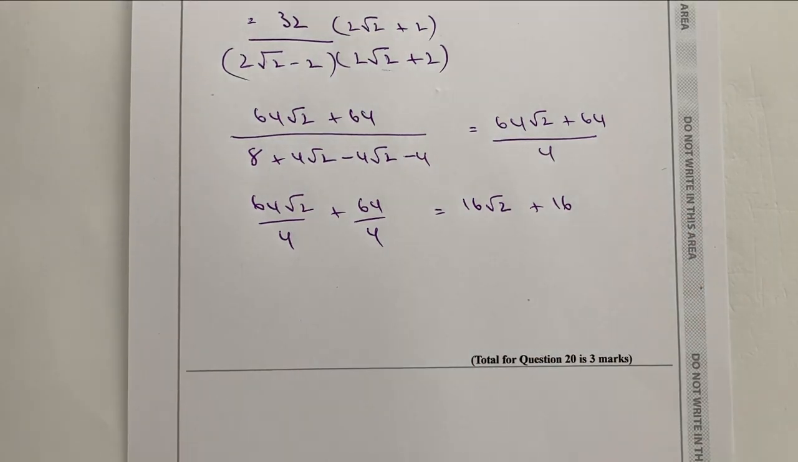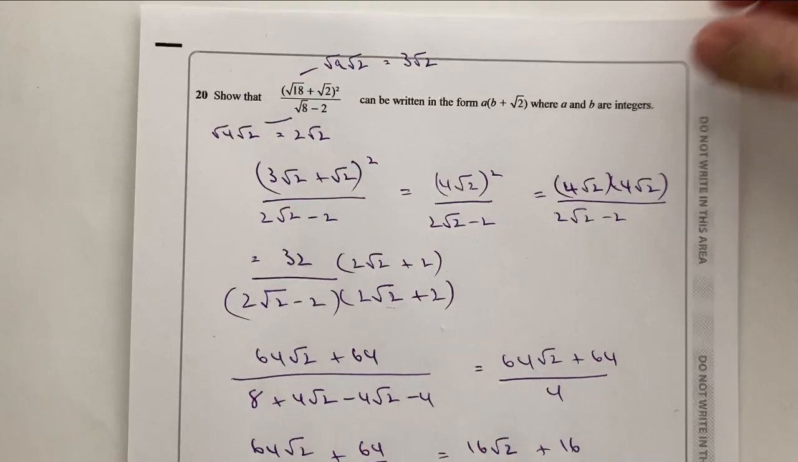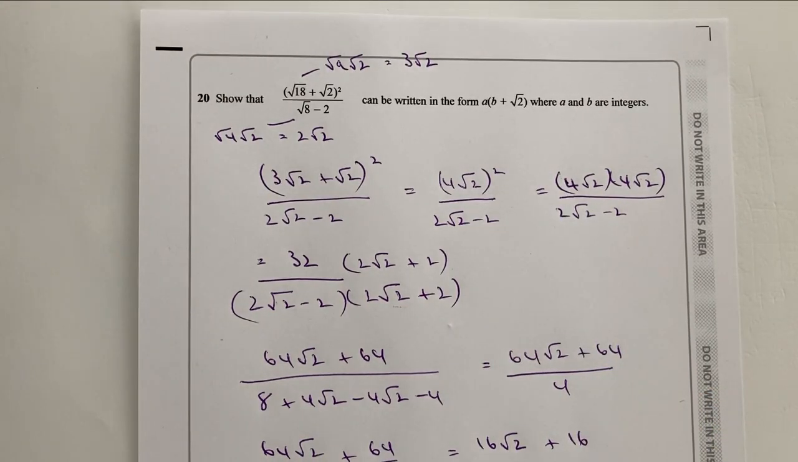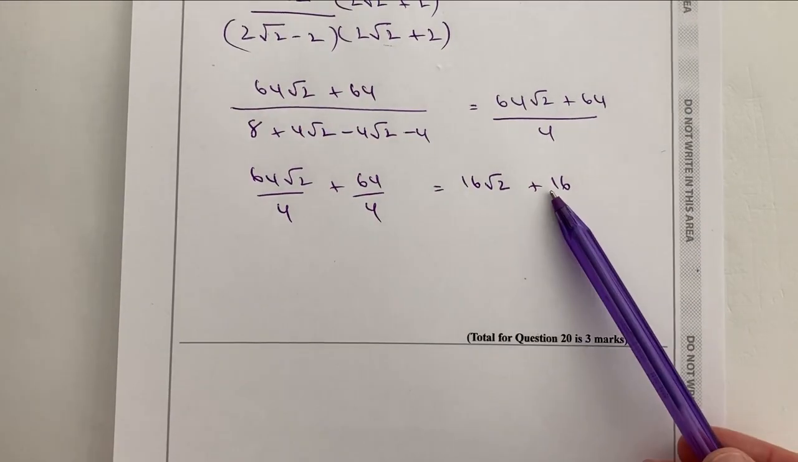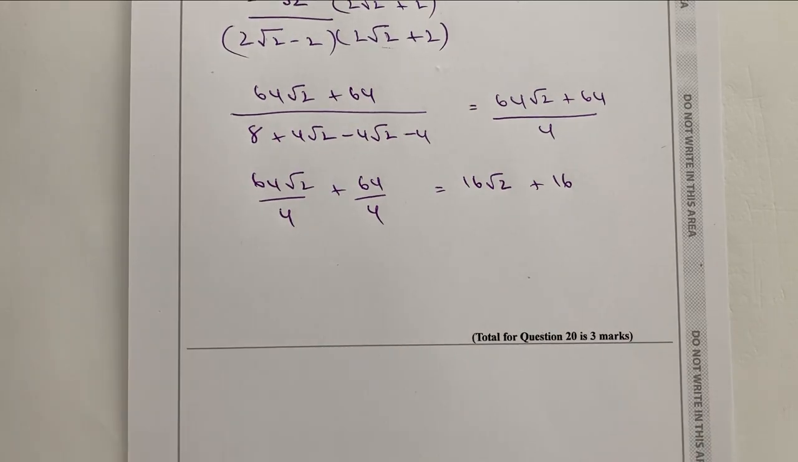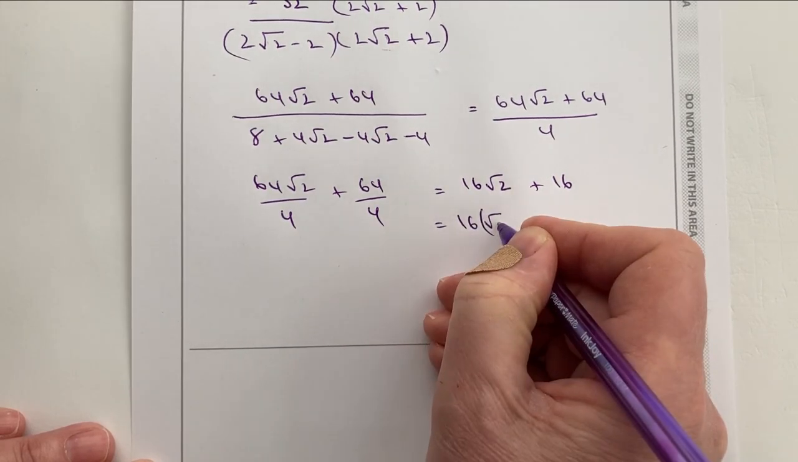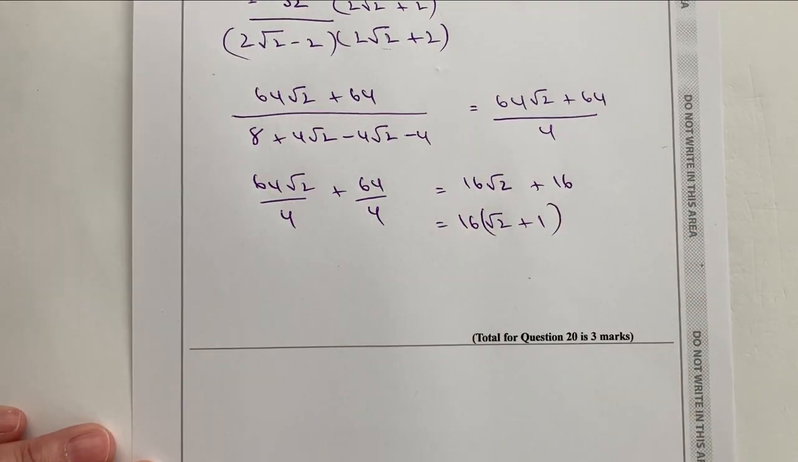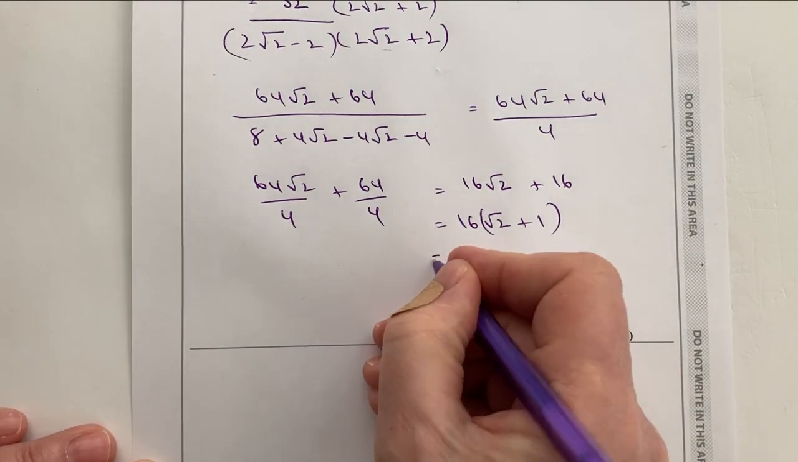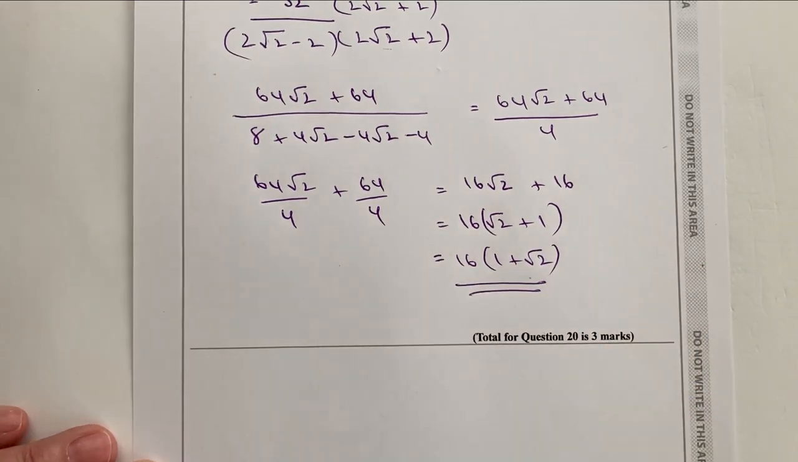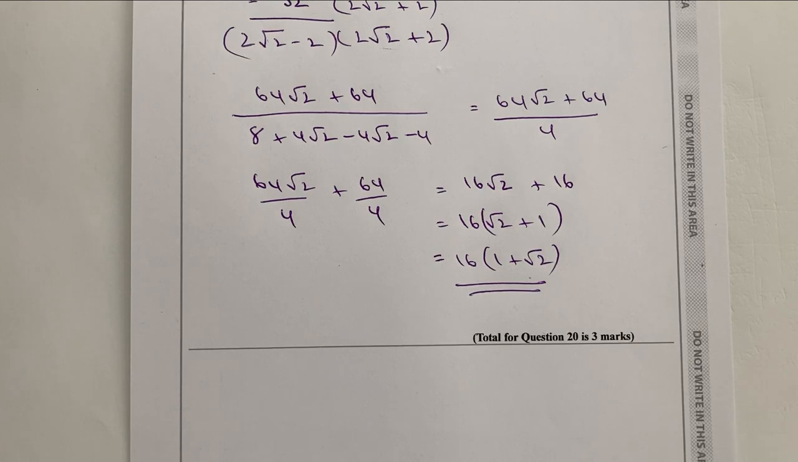Okay, now if we go back to the original question, what it says is written in the form a multiplied by something plus root 2. Well, hopefully you can see from what I've written here that now all I need to do is factorize it by 16, and I'm going to get 16 times root 2 plus 1. Okay, and all I need to do is just swap these two terms around. I'm going to get 16 times 1 plus root 2, which is the form that they've asked us to write it in. Okay, little bit of a tough one.